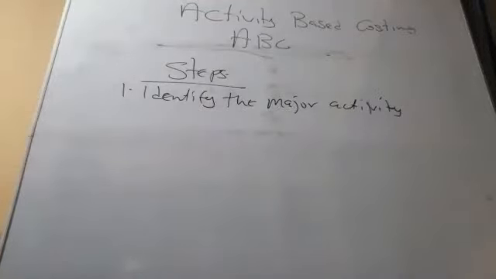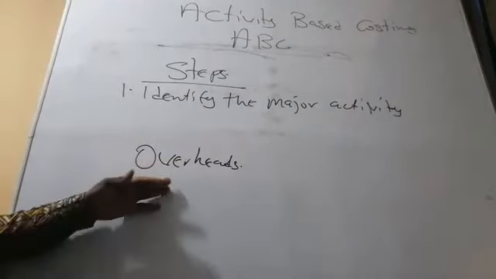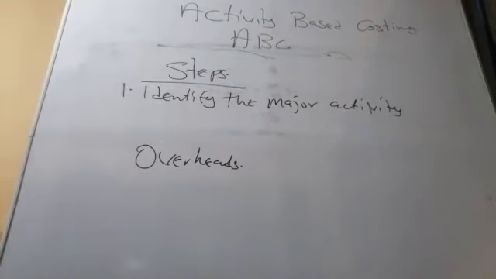Step one, identify the major activity that gives rise to the overheads. When we started the program, we said overheads are costs that cannot be traced to the cost center or the cost unit, or a summation of the indirect cost. That is the overhead. They are the costs that you cannot identify easily. Okay. So that's the first step.